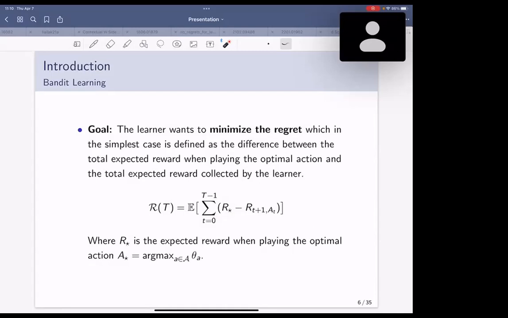We call a policy a good policy when it converges to selecting the optimal actions as time goes to infinity. In other words, we can define that a policy is a good policy if the limit of regret over time for that policy goes to 0. This is what we call the optimal policy.